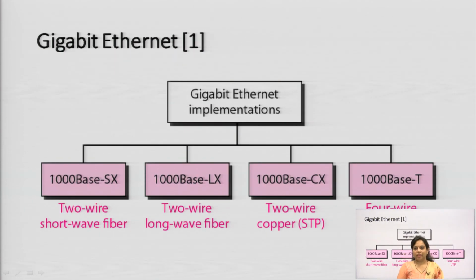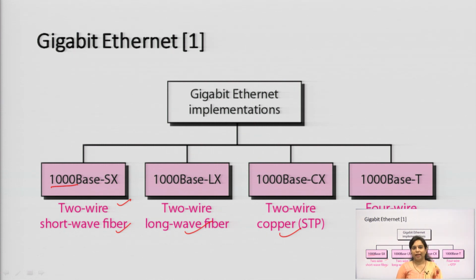Now, next is the Gigabit Ethernet. After 10 Mbps, we moved to 100 Mbps, then we moved to 1000 Mbps of data, which is 1 gigabit per second. There are 4 different implementations of Gigabit Ethernet. 1000 base SX uses 2 wire shortwave optical fiber cable. 1000 base LX uses 2 wire long wave optical fiber cable. Then there is 2 wire copper STP. Then 1000 base T uses 4 wire UTP. So, this is the implementation of gigabit.